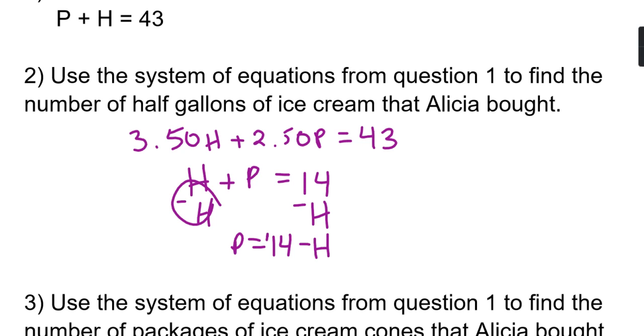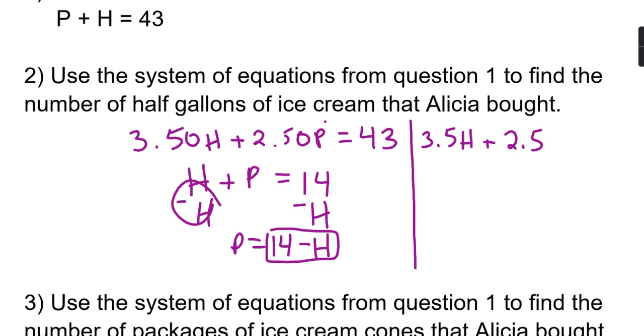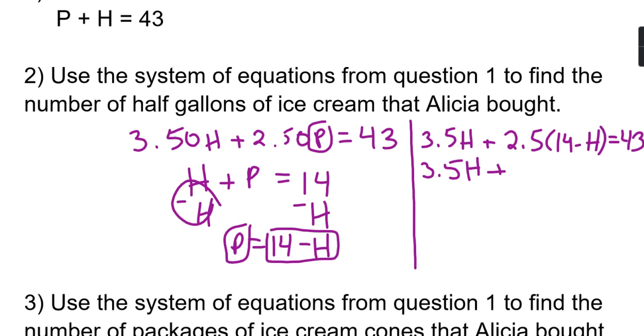Why am I doing this? Because once I have an expression for one of my variables, I can substitute it into the equation. So now I could take 350, or just 3.5, I don't need the 0, right? 3.5H plus 2.5P, and instead of P, I'm writing that expression, 14 minus H. Okay, and then I would simplify this, so I have 3.5H plus 2.5 times 14, which is 35 if you multiply that, minus 2.5H equals 43.